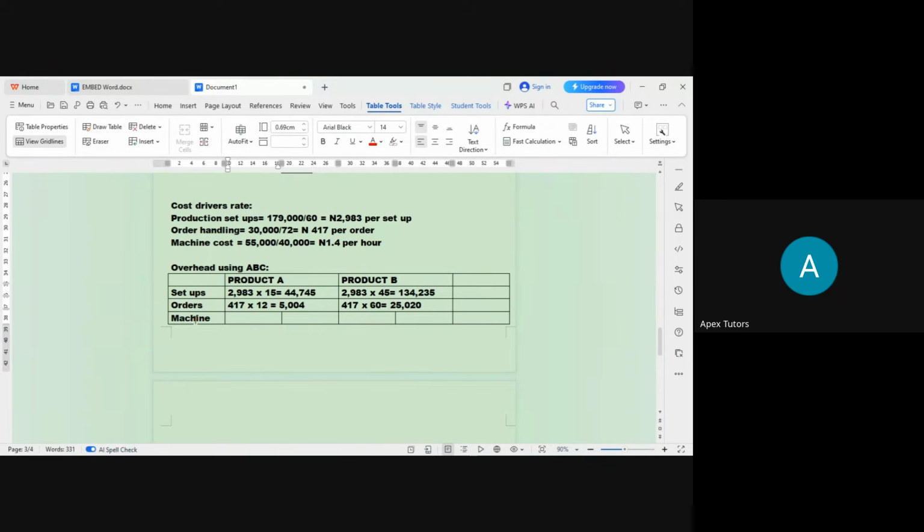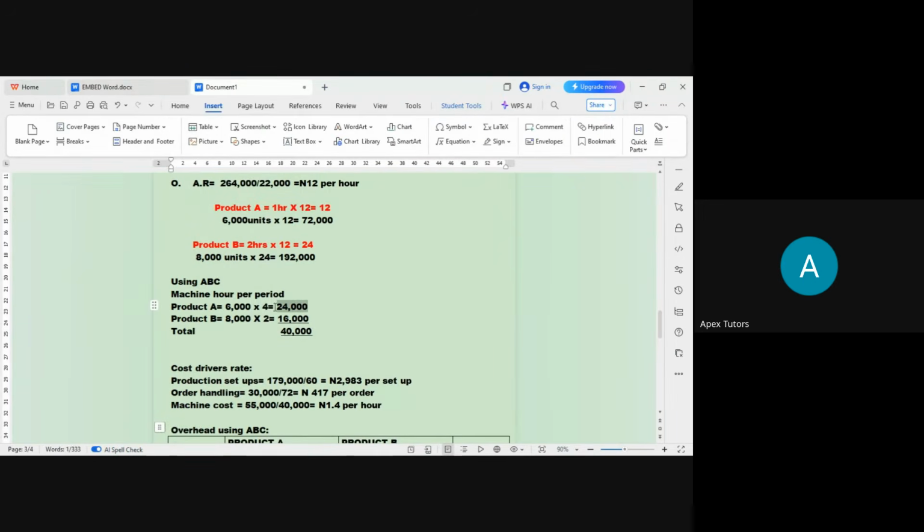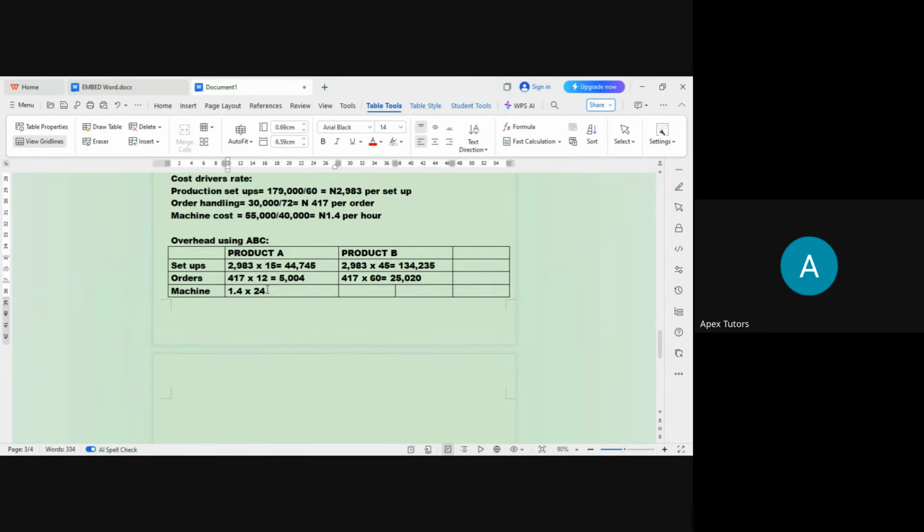Now, how much are we paying per hour? 1.4. Now, the question is, how many hours do we need? 24,000 hours. This is it for those that are just joining. We are producing 6,000 by 4. We're using 24,000 hours. And the result will be what? 33,600. That is serious.